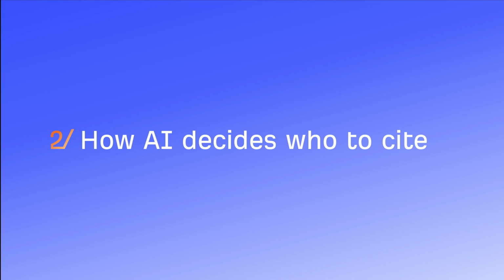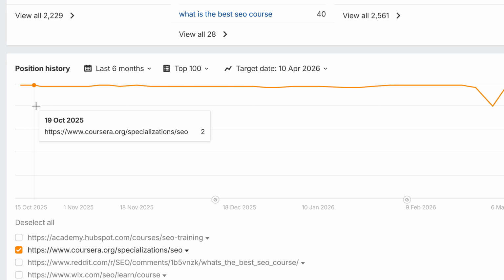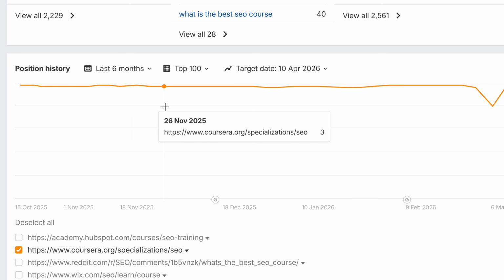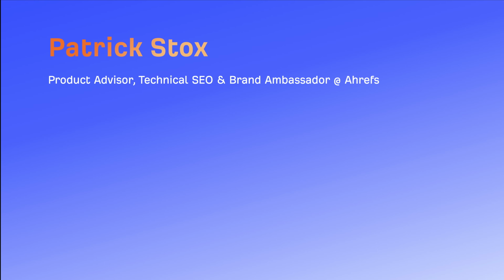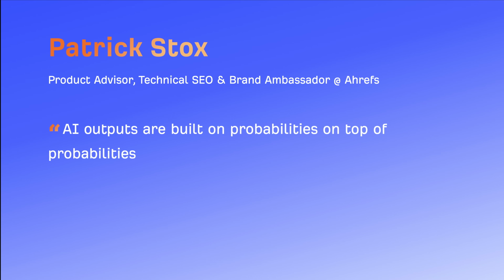We'll get into exactly how to use this strategically in Module 2, because for now, we need to talk about how AI decides who to actually cite. In traditional search, rankings are relatively stable. Like, if you're number 3 for a keyword today, you're probably going to be somewhere around there tomorrow. But AI citations are probabilistic. Patrick Stocks explained this really well. He said, AI outputs are built on probabilities on top of probabilities on top of probabilities.